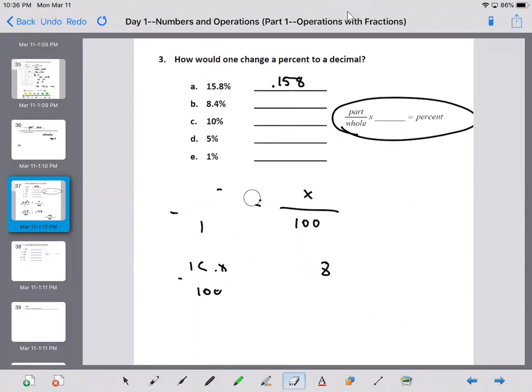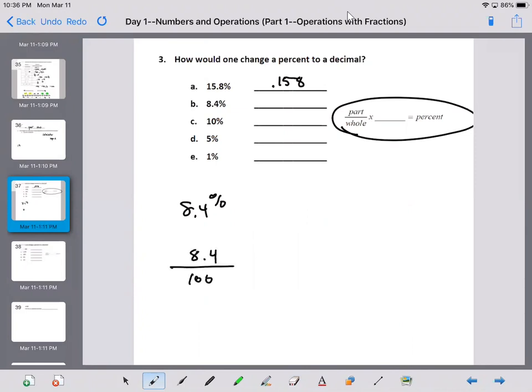And then if we did the same for 8 and 4/10%, well, that's 8 and 4/10 divided by 100, and since it's per 100, we would say it's 8 and 4/10%. But if I wanted to change that to a decimal, 8 and 4/10% would actually be taking this number and dividing it by 10 twice. So you would get 84 thousandths.